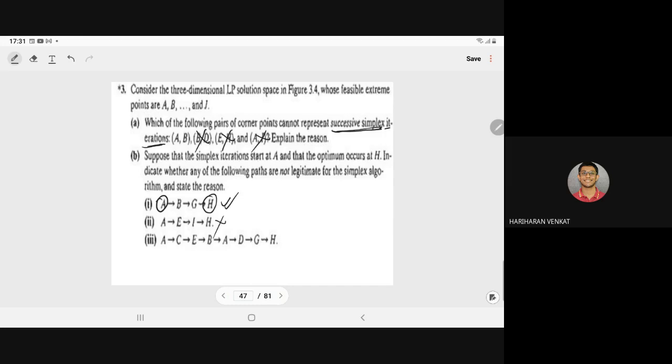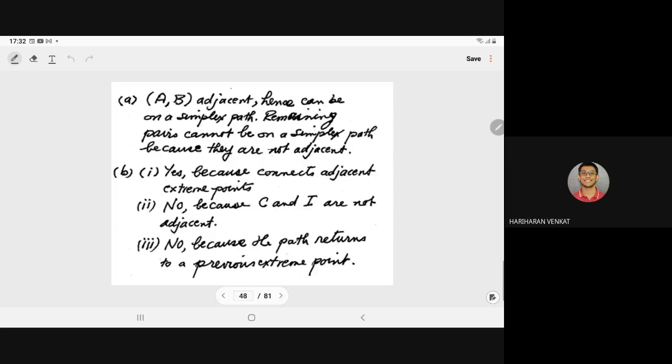Then A, C, E, B, then A. Here we have A two times. That is not a part of the simplex method, right? In the simplex method, the same corner point will not come again. So that is also not a valid simplex iteration, because the path returns to a previous extreme point. It is also not a valid simplex method, but this is the valid simplex method.